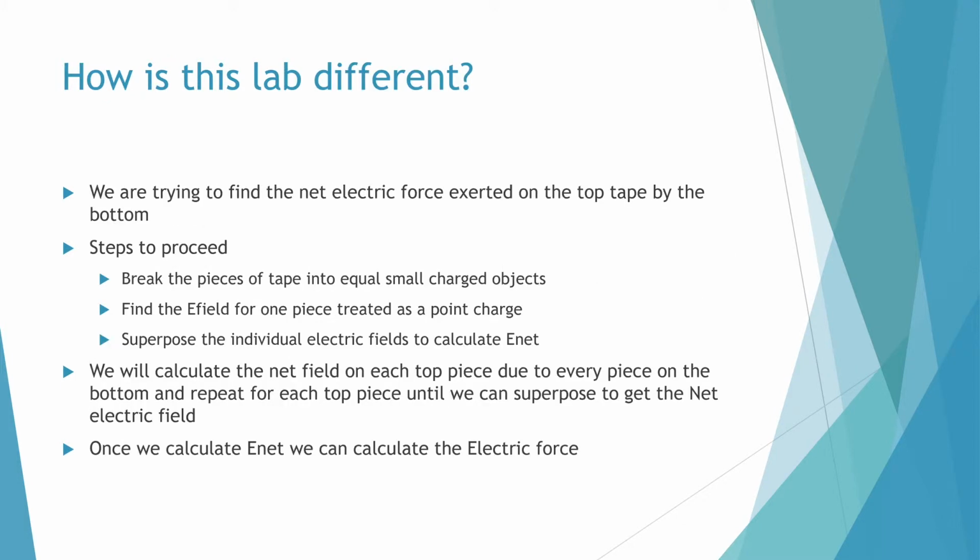So how is this lab different from lab 1? We're still trying to find the net electric force, but we're going to split it up into pieces. We're going to break the piece of tape into equally small charged objects, find the electric field for one individual piece of the rod, and then superpose all of the electric fields to calculate the net electric field. We're going to calculate the net field on each top piece due to every piece on the bottom and repeat until we can superpose all of them to get the net electric field. And then once we do that, we can calculate the electric force.